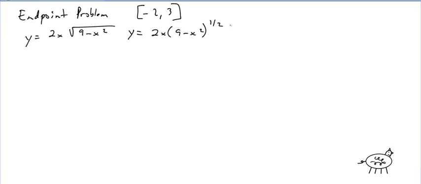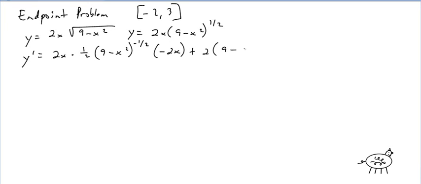Just easier to take the derivative of. So you get y prime, it's the first times the derivative of the second, so we get 2x times 1/2 (9 minus x squared) to the -1/2, right? And then the chain rule gives us -2x. So that's the first times the derivative of the second, plus the second times the derivative of the first, which is plus 2 times (9 minus x squared) to the 1/2.